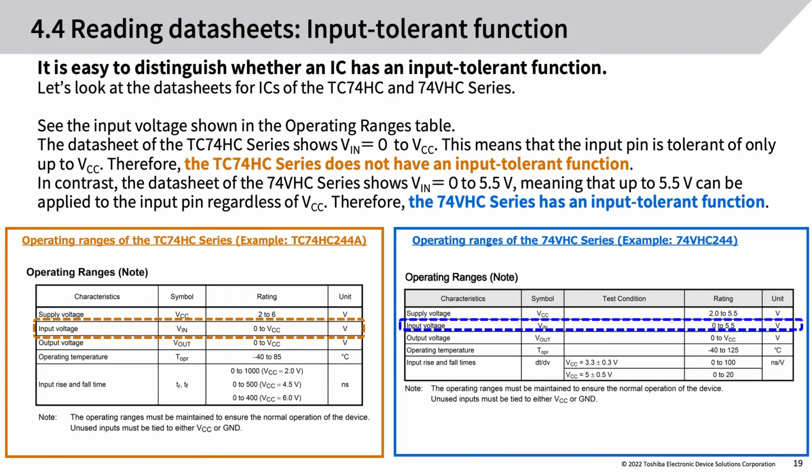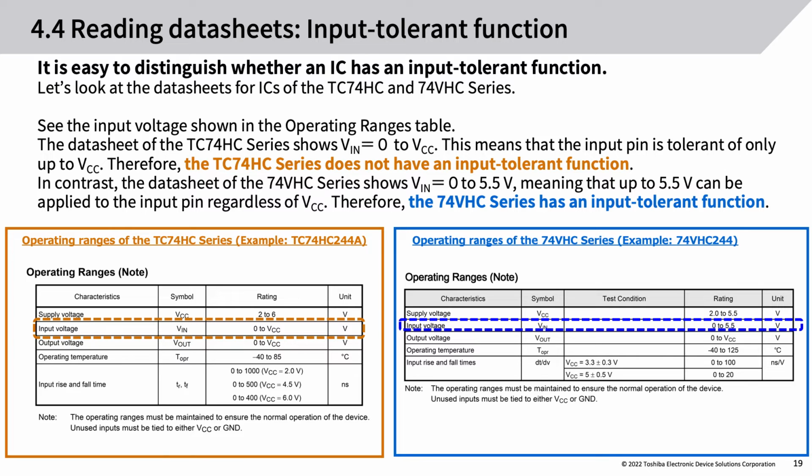It is easy to distinguish whether an IC has an input tolerant function. Let's look at the datasheets for ICs of the TC74HC and 74VHC series. See the input voltage shown in the operating ranges table. The datasheet of the TC74HC series shows VIN equals 0 to VCC. This means that the input pin is tolerant of only up to VCC. Therefore, the TC74HC series does not have an input tolerant function.